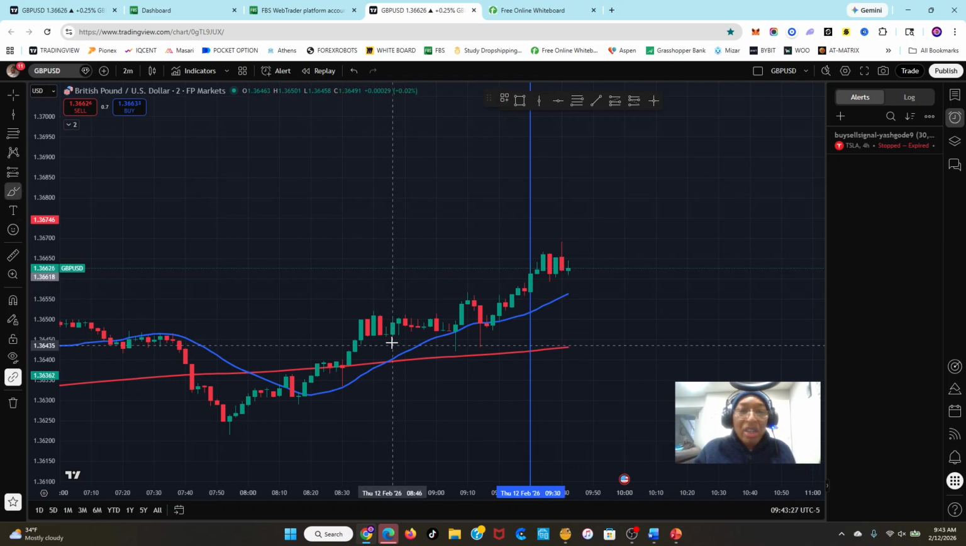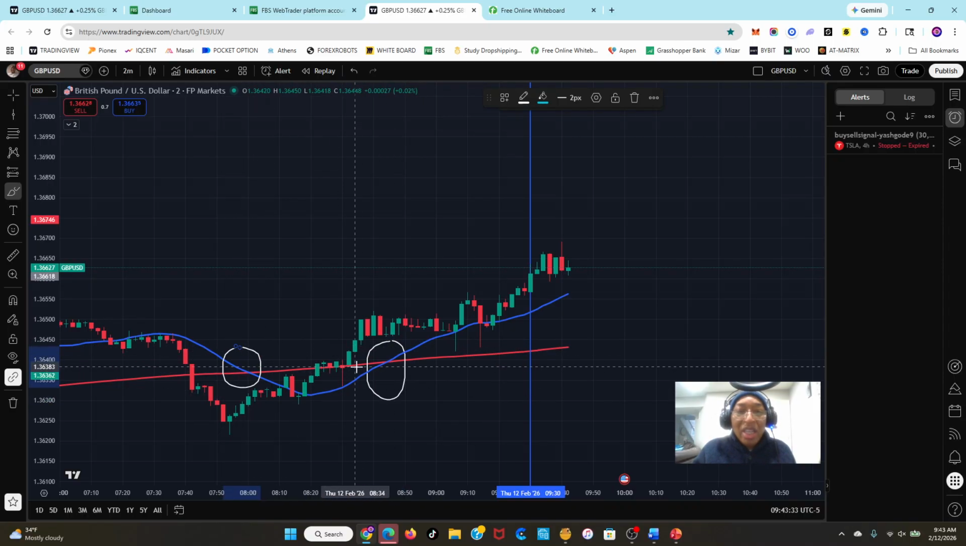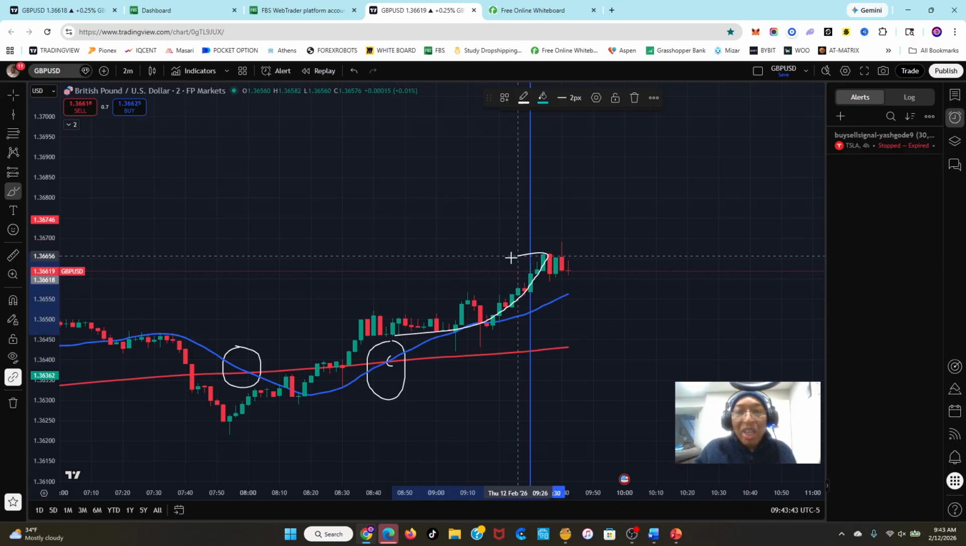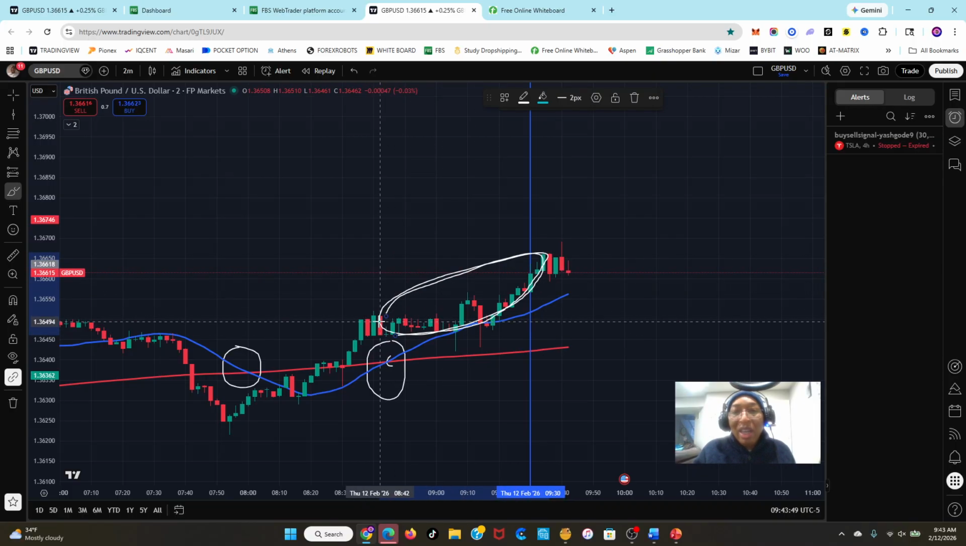Like here, you see, they are together. When they are together like that, that is the strongest trend. The beginning of this, where they are together, would have been a nice trade. If somebody entered here, this would have been a really nice run. You can see that. So our scalpers make a lot of money when it's like that.